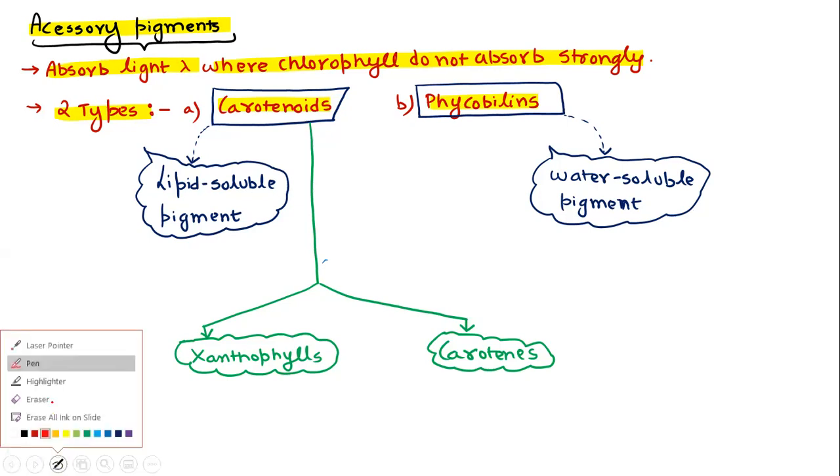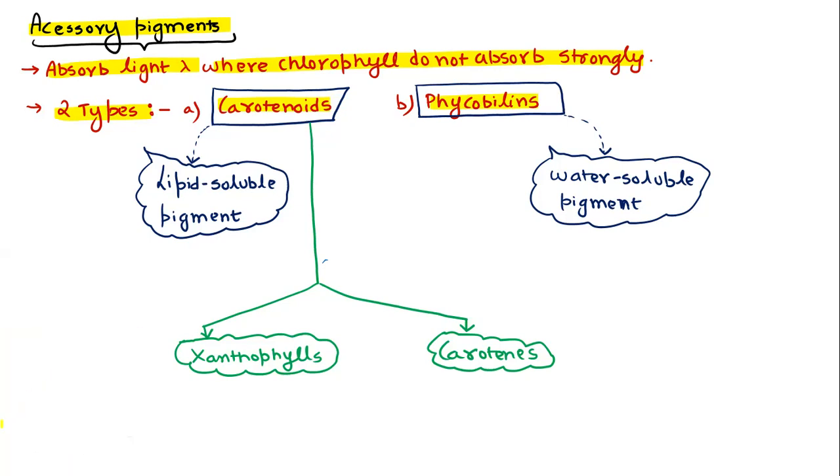For today, what we are interested in is that carotenoids maintain a particular nature, which is called lipid soluble pigment nature. On the other hand, we have the phycobilins, which are water soluble pigments, right? So accessory pigments have two broad categories: carotenoids versus phycobilins. Carotenoids form the lipid soluble pigment, whereas the phycobilins form the water soluble pigment.